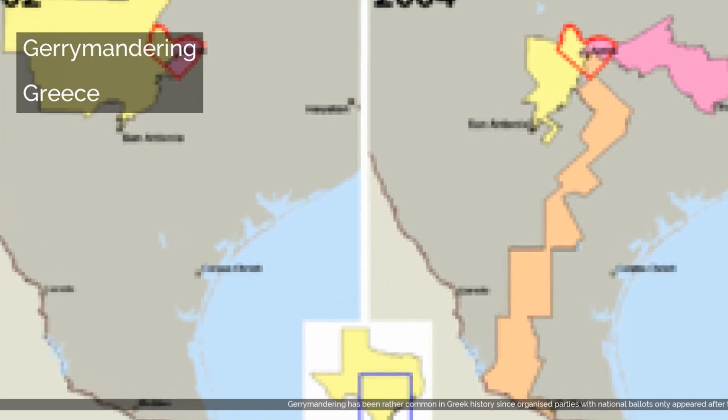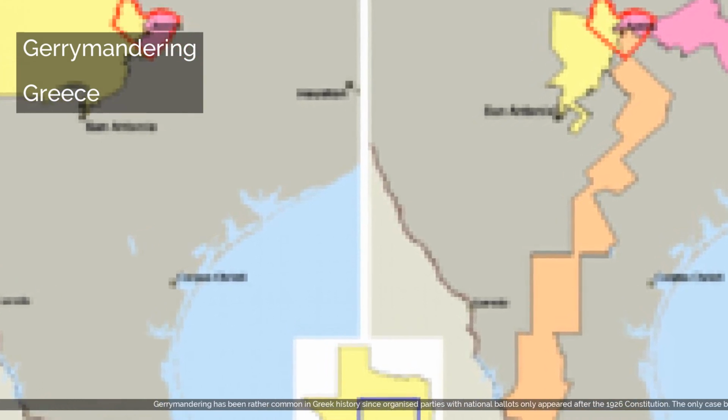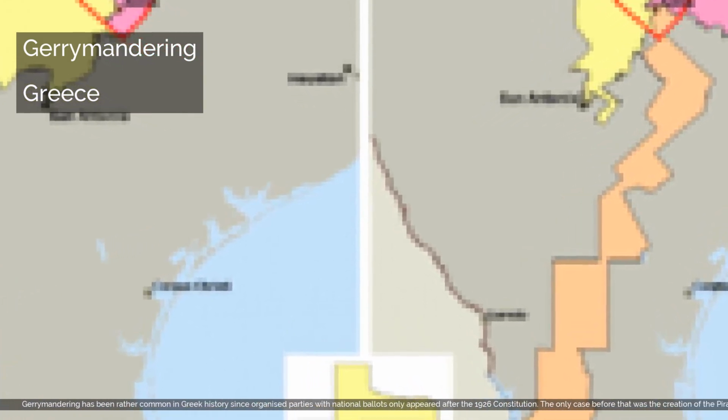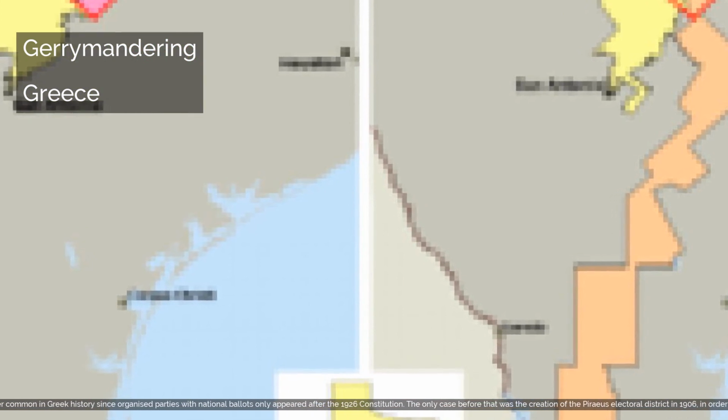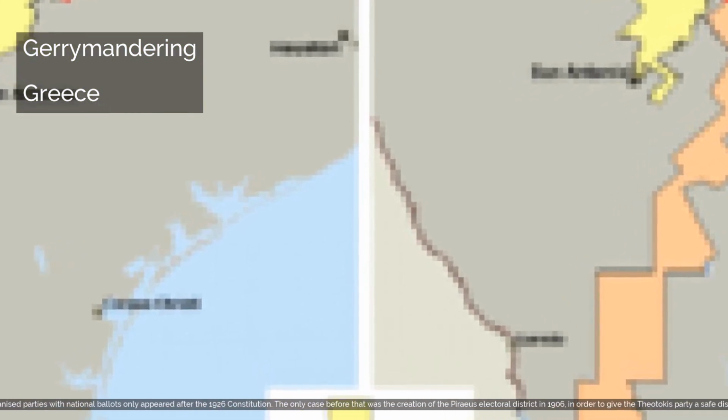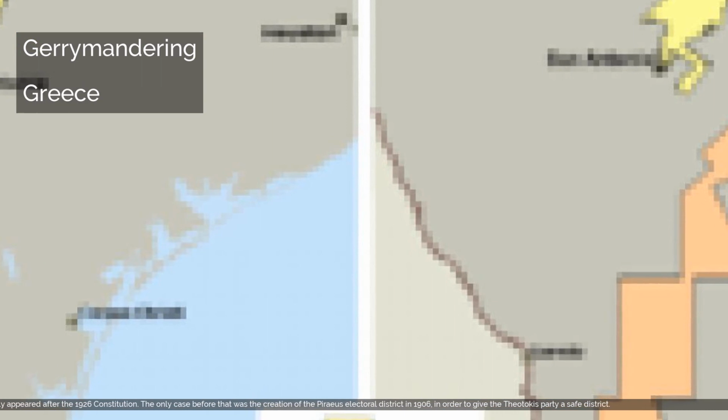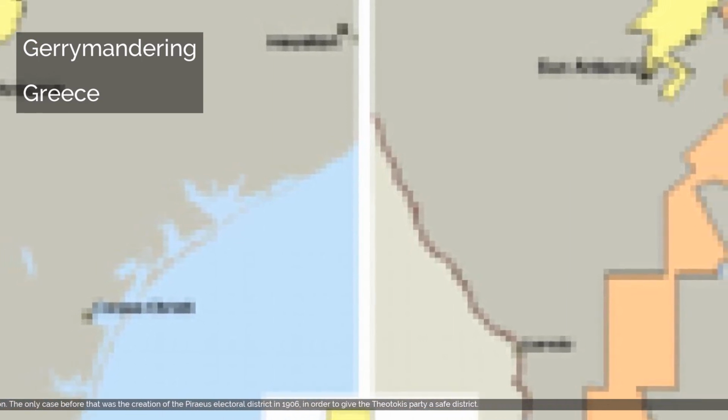Gerrymandering has been rather common in Greek history since organized parties with national ballots only appeared after the 1926 constitution. The only case before that was the creation of the Piraeus electoral district in 1906, in order to give the Theotokis party a safe district.